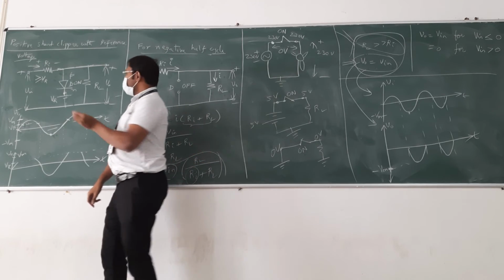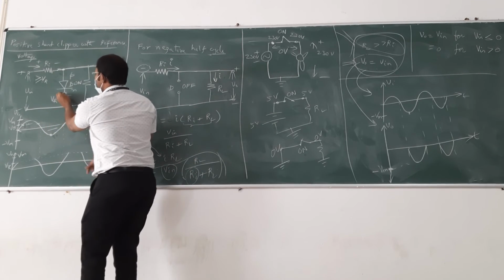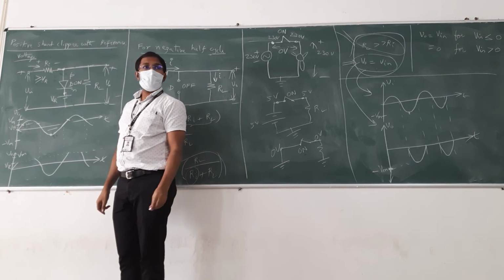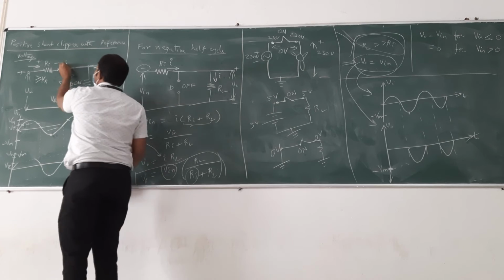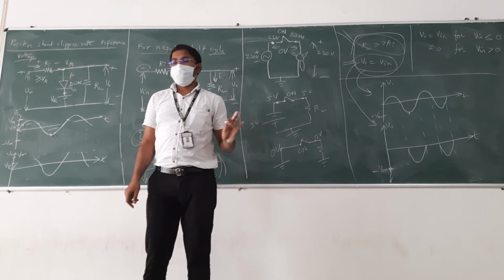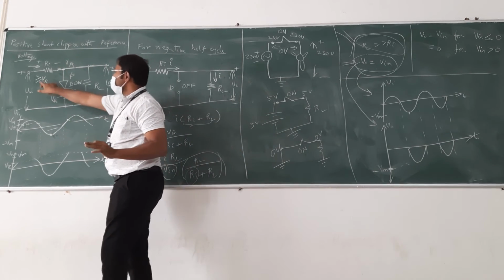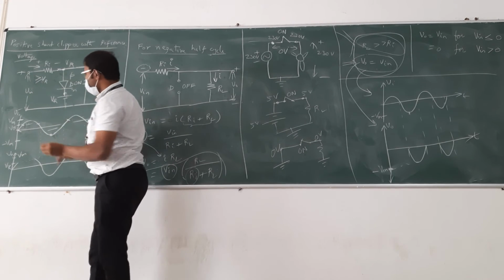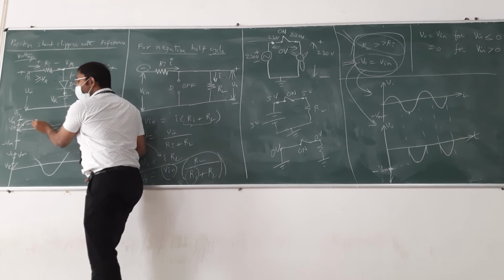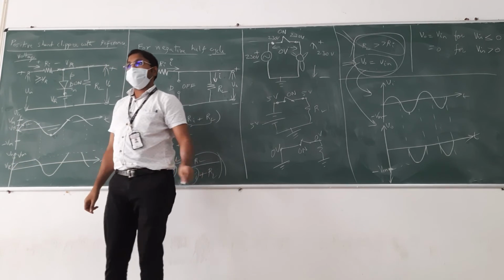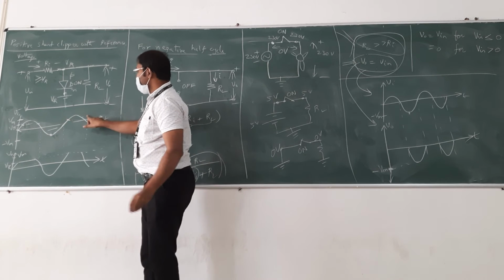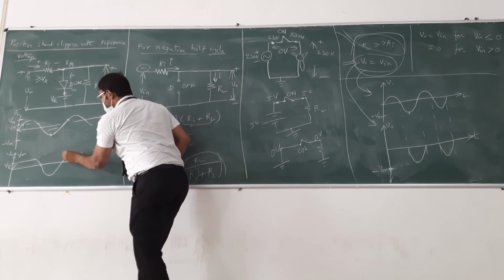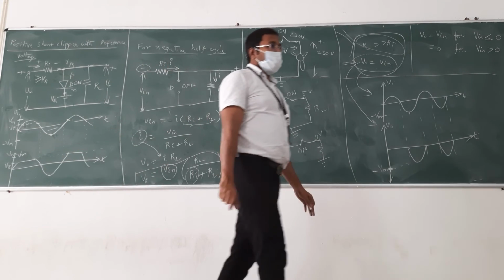What will be the voltage here? Anybody? This point is directly joined here. So what will be the voltage? Vr. The voltage here will be simply Vr. So as long as Vin is greater than or equal to Vr, the output will be constant at Vr. So this will be the wave.